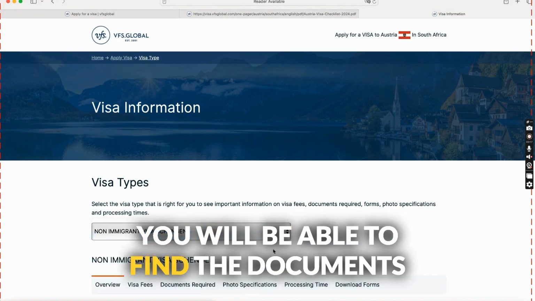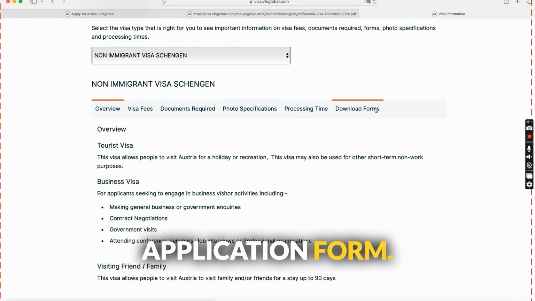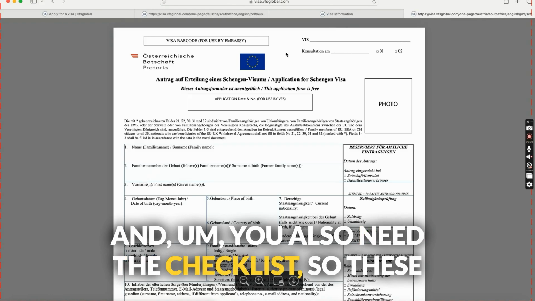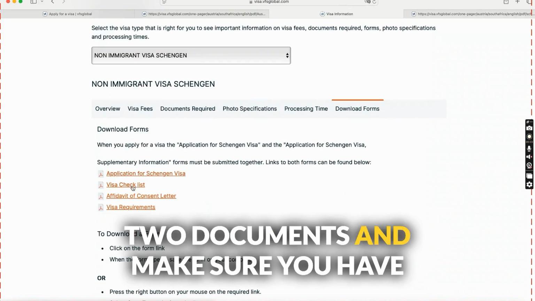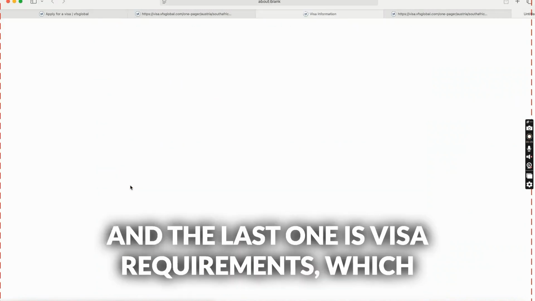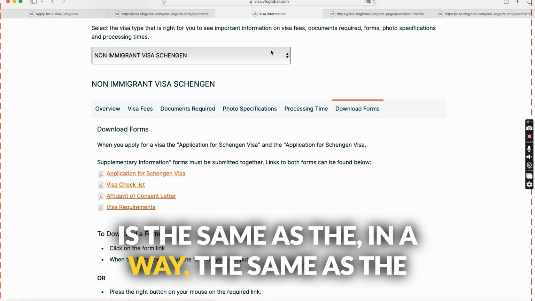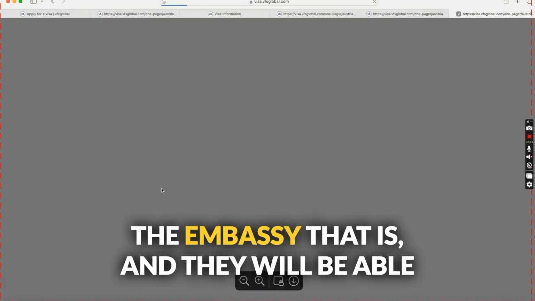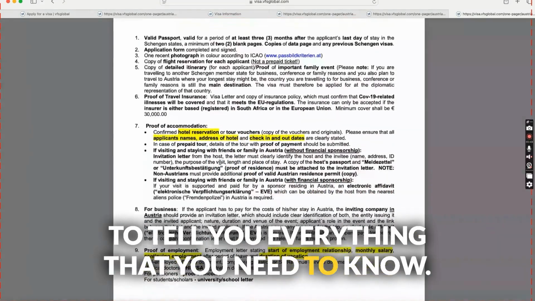There you will be able to find the documents that you need for downloading: application form, and you also need the checklist. So these are very important. You need to get these two documents and make sure you have them ready with you. And the last one is visa requirements, which is in a way the same as the checklist, but this one is actually from Austria, the embassy that is, and they would be able to tell you everything that you need to know.